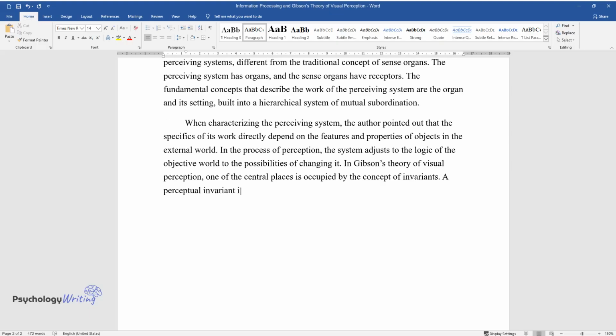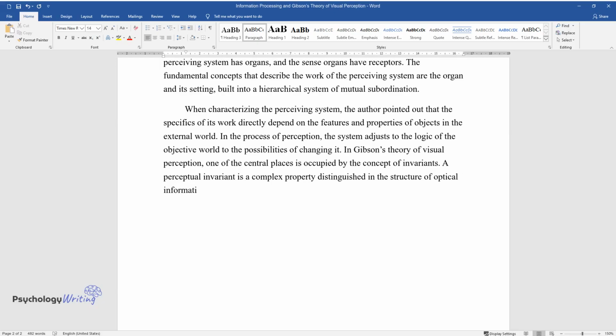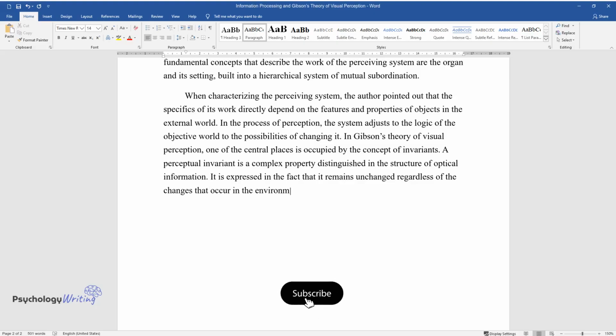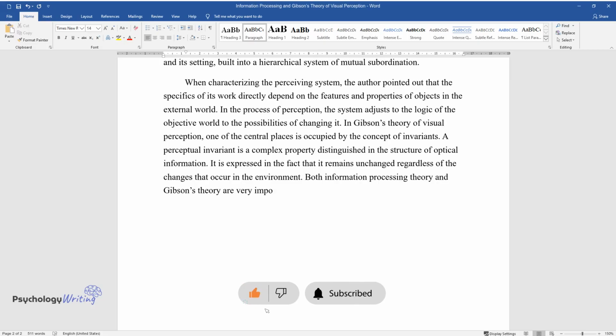A perceptual invariant is a complex property distinguished in the structure of optical information. It is expressed in the fact that it remains unchanged regardless of the changes that occur in the environment. Both information processing theory and Gibson's theory are very important for understanding how the human brain learns.